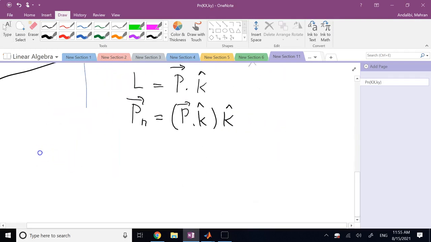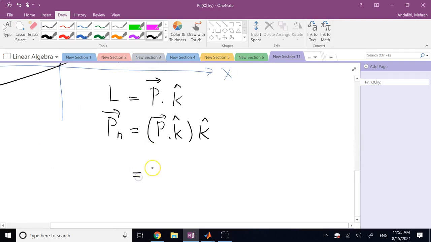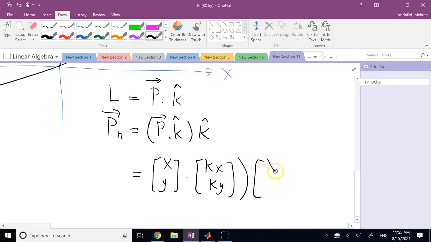But if I want to do it in terms of the components, P is x and y dot product with kx and ky, then multiply the whole thing by kx and ky. What do I get if I do so?